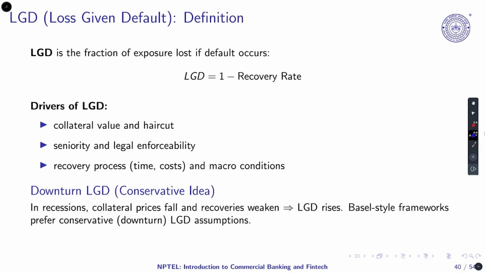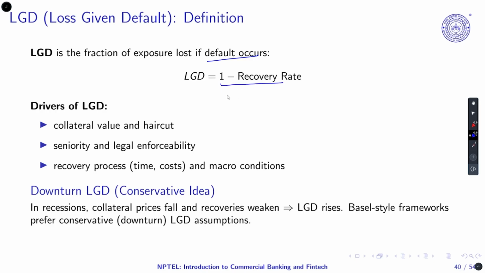Further to the internal rating based approach in Basel II, which was introduced in 2004, we are now getting into the calculation of two more measures: loss given default and exposure at default. Loss given default is the fraction of exposure lost if default occurs. What is that? LGD is nothing but 1 minus the recovery rate. And what is the recovery rate?